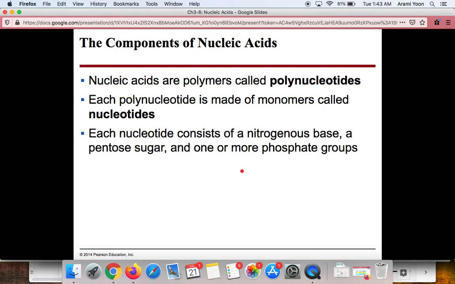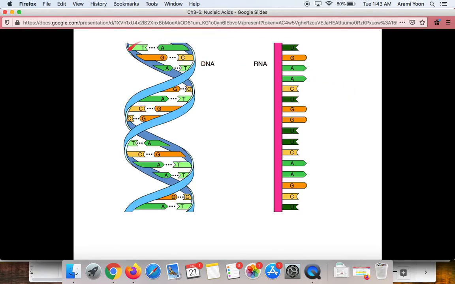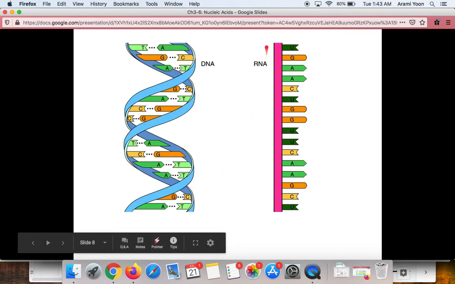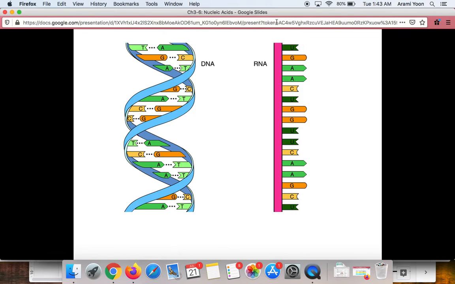What are nucleic acids made of? So nucleic acids are made of monomers called nucleotides. And when you put nucleotides together into a chain, they're called polynucleotides. So here are our two polynucleotides, our double-stranded DNA and our single-stranded RNA. And each of these little rungs in this ladder or in this comb is a nucleotide.